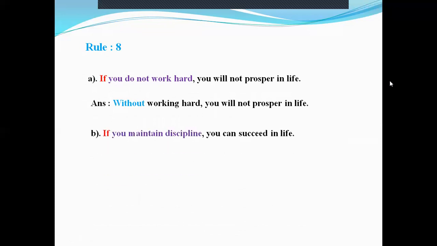Number B, if you maintain discipline, you can succeed in life. This is another type of complex sentence. Here there is "if" and the subordinate clause is in affirmative form. If you find such a type of complex sentence, use "by" instead of "if" and verb plus ing. So the answer will be: By maintaining discipline, you can succeed in life.